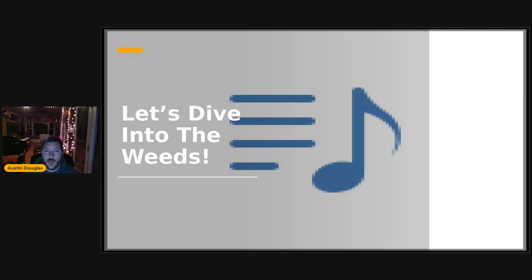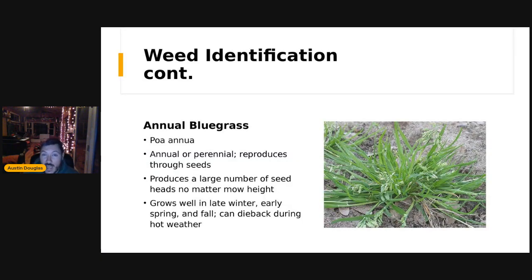Okay, so this is actually supposed to be a picture of a weed. And we were supposed to dive into the weeds, but the software that we used didn't translate that well. So we're going to dive into the weeds that we have here in Michigan.